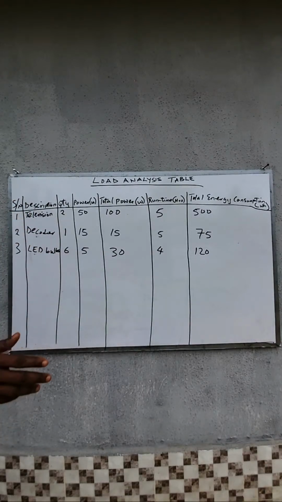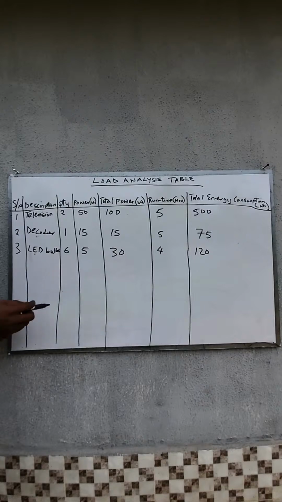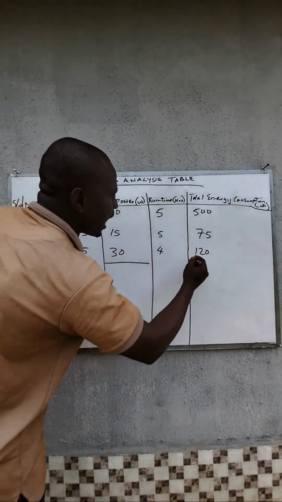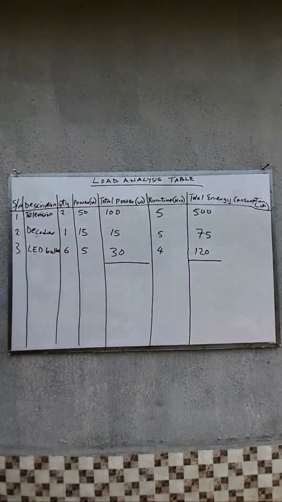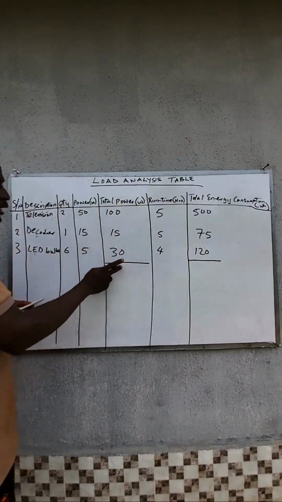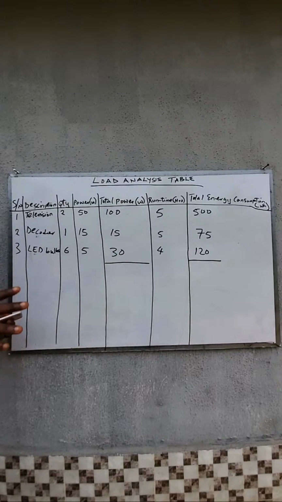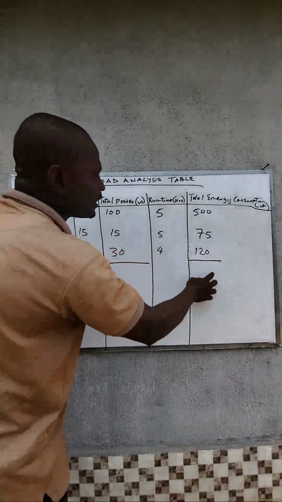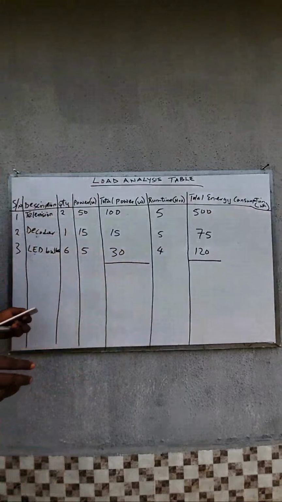Now, when you are through with all the loads that you need to power with this solar power system, you only need to take into consideration these 2 parameters: the total power and the total daily energy consumption. The total power is what you will use to size your inverter. Then the total daily energy consumption is what you will use to size the battery bank and also your solar panels.